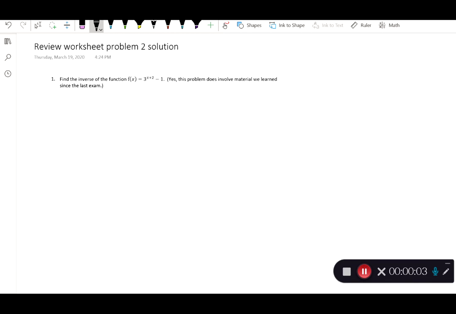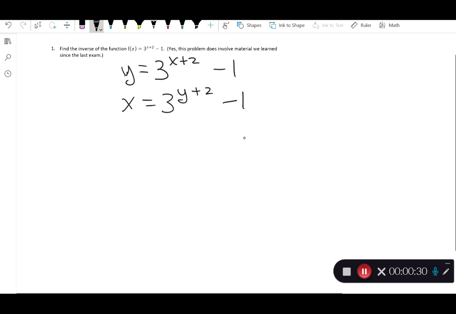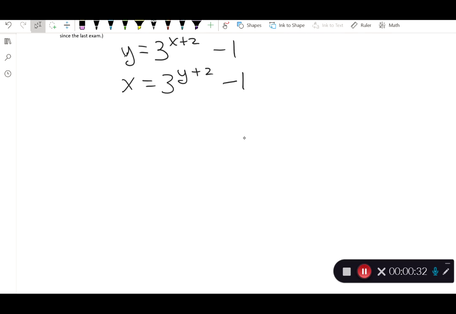All right, for this problem, we want to find the inverse of the function f of x equals 3 to the x plus 2 minus 1. So let's first write it as y equals 3 to the x plus 2 minus 1, and then swap the x and y. X equals 3 to the y plus 2 minus 1. Now we want to solve for y. So we want y to be all by itself.